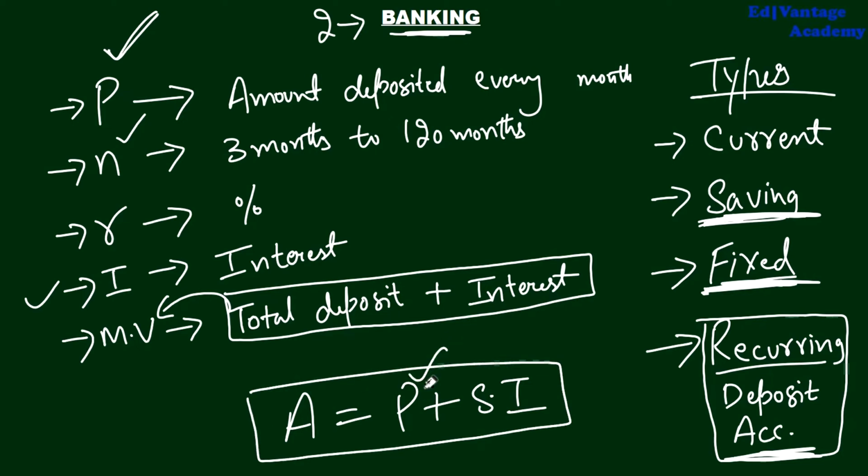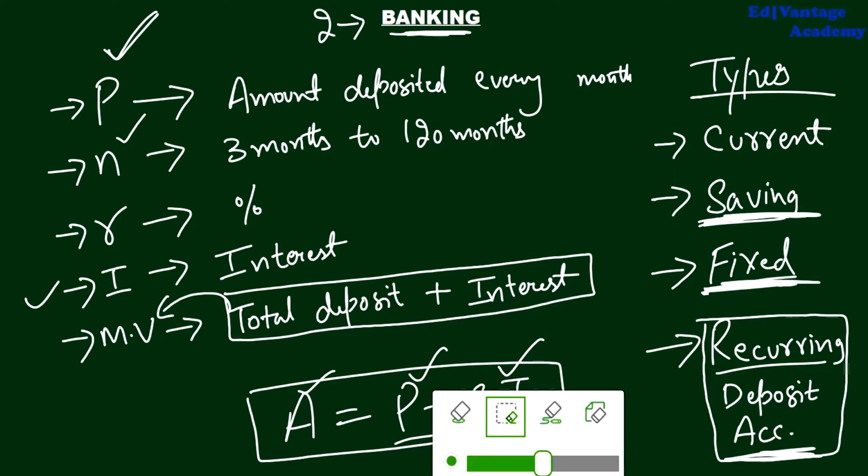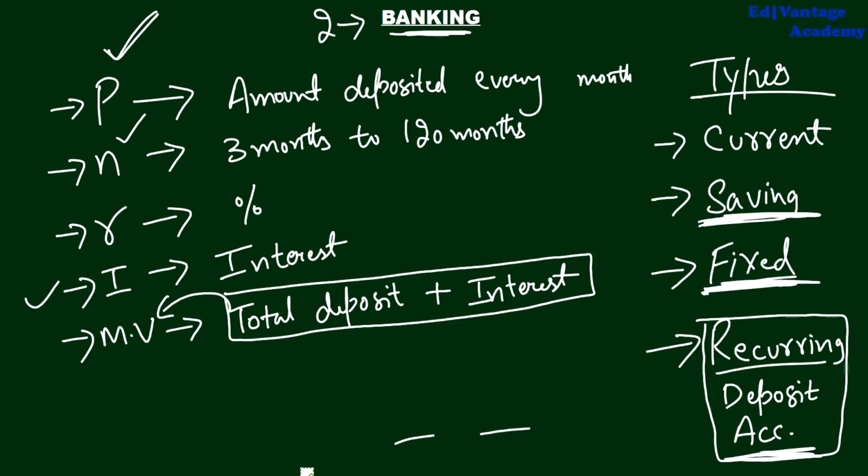Their principal was one single amount, and then interest was calculated like simple interest, PRT by 100. When you add both, that was the amount. So in place of amount, we write maturity value here. So maturity value is what? Maturity value is equal to P into N plus I. So we know what is maturity value now: total deposit, P into N, plus interest.